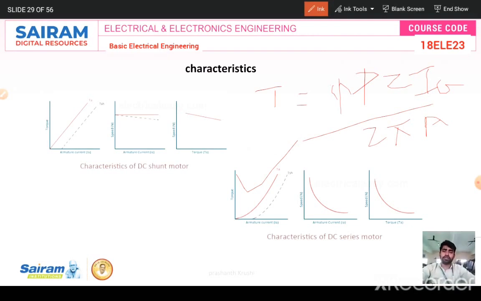And applications of DC shunt motor, series motor, compound motor. This one is for constant load application, shunt motor, like lathe machine, milling machine, drilling machine and all. And DC series motor is for heavy load applications, high load applications. So that you keep in your mind.